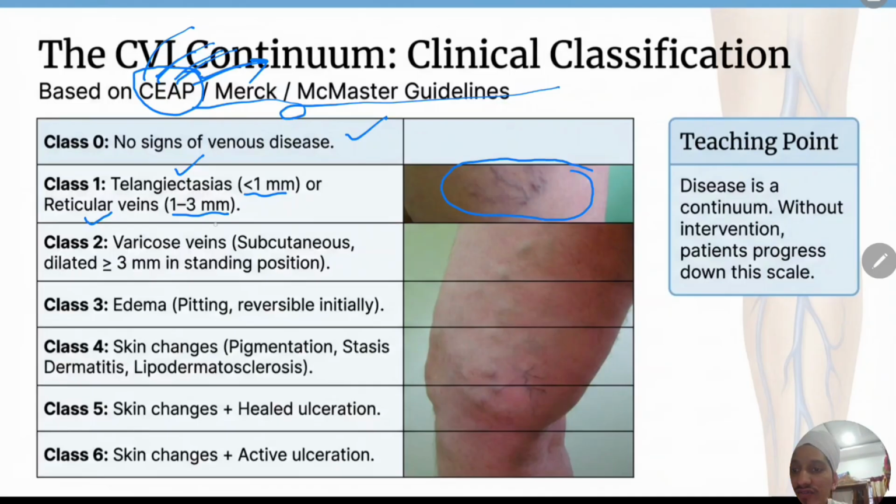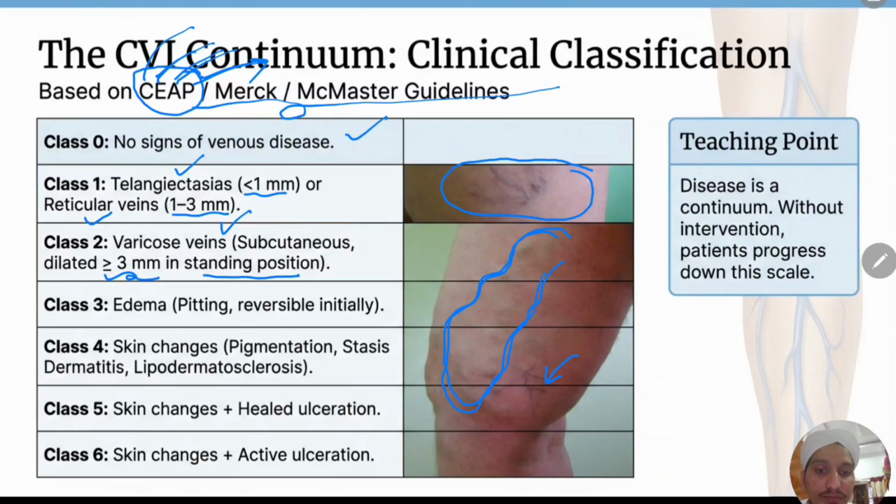Then class 2 is development of varicose veins. What are these? Subcutaneous dilated veins of 3 mm or more in the standing position. The image you are seeing here is varicose veins. Again, here you can see this point is a telangiectasia or reticular vein, and this is a varicose vein. On standing, this will become more prominent.